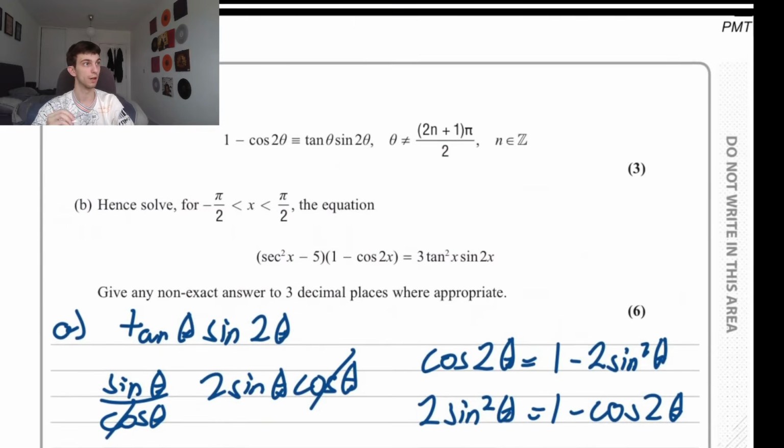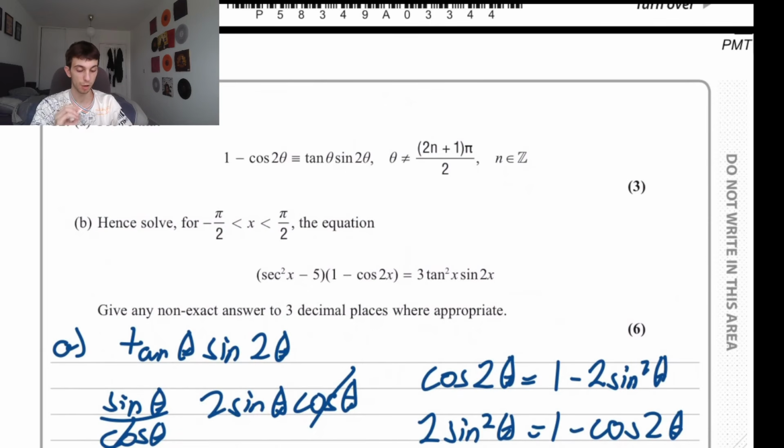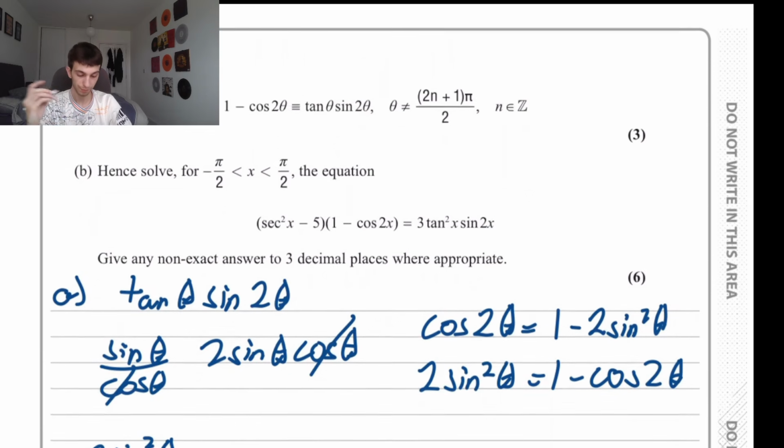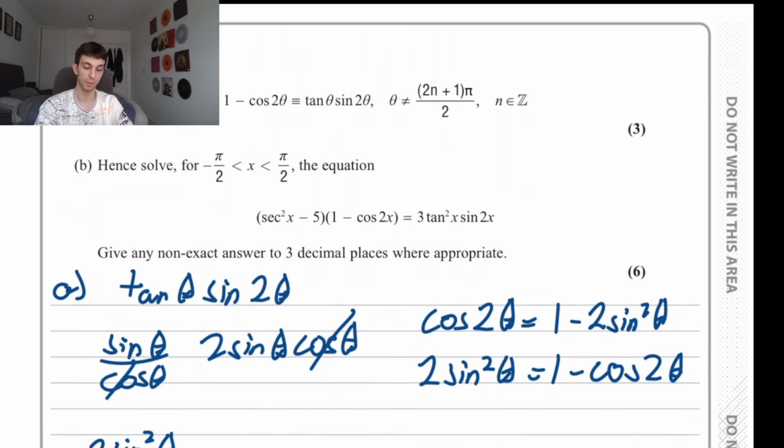Hence we're going to use the answer to part A, solve for x larger than minus pi over 2 and less than pi over 2, the equation sec squared x minus 5 multiplied by 1 minus cos 2x equals 3 tan squared x multiplied by sine 2x. So we're looking at our answer to part A and we know we're going to have to use it. So looking at our answer to part A, what can we quickly see?